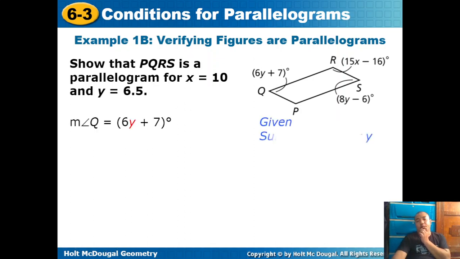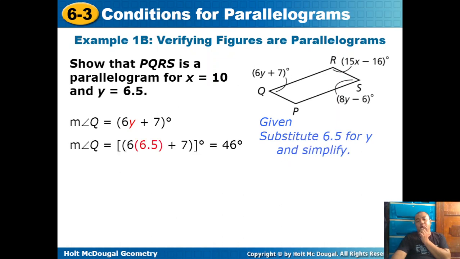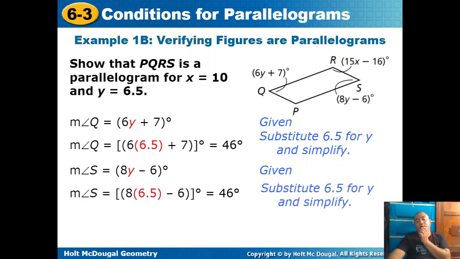angle Q first. 6 times 6.5 plus 7 is 46 degrees. Angle S should also be 46. 8 times 6.5 minus 6 is also 46 degrees. So we have shown that the opposite angles in quadrilateral QRSP are congruent. They each have a measure of 46 degrees.